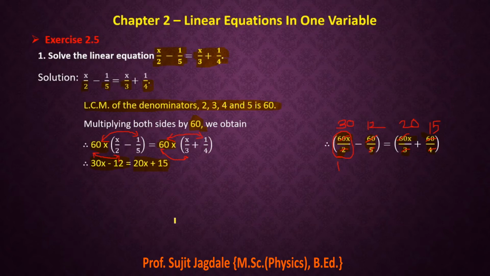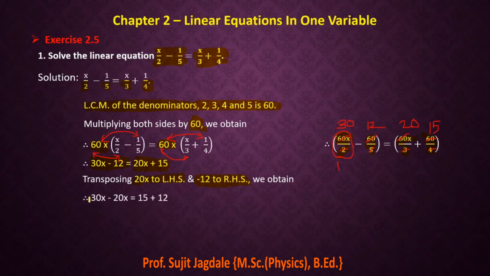Now we have to perform the transposing operation to bring all the variables to the left hand side and all the numericals or numbers on the right hand side. So we are transposing this 20x to the LHS and minus 12 to the RHS. So this minus 12 is going to become plus and this 20 is going to become minus, so therefore we are getting 30x minus 20x, which is equals to 15 plus 12. Then 30 minus 20 will be 10, and on the right hand side 15 plus 12 will be 27. So we are getting 10x is equals to 27.